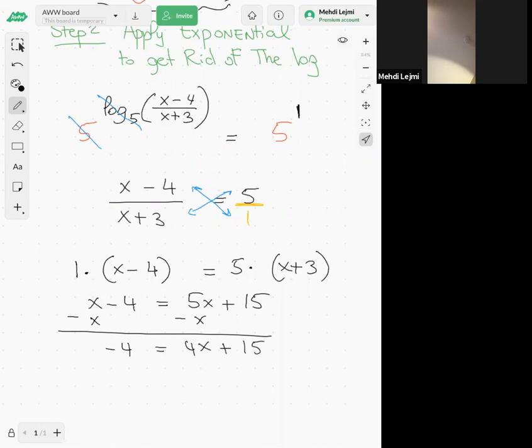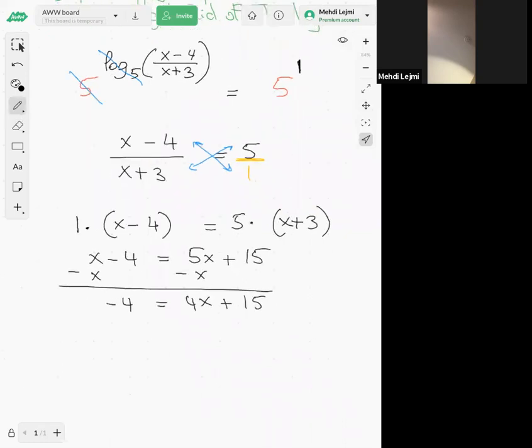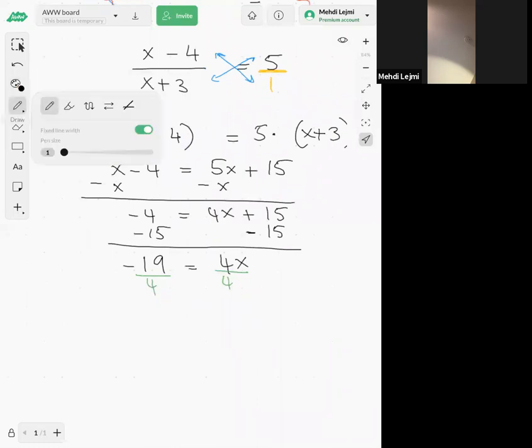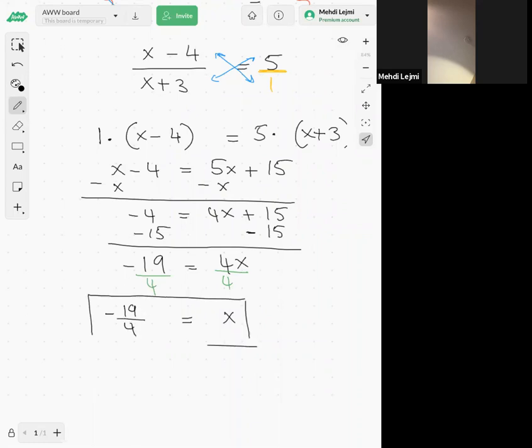Then I can subtract 15 on both sides. So that's negative 19 equals 4x. And then I'm going to just divide by 4 on both sides, of course. So then my x would be just negative 19 over 4.